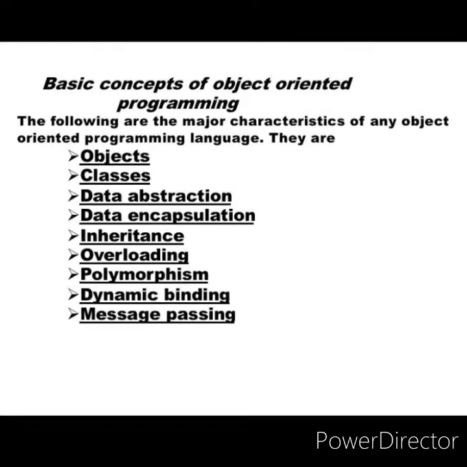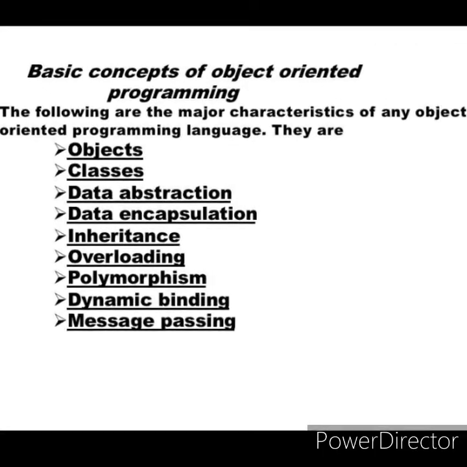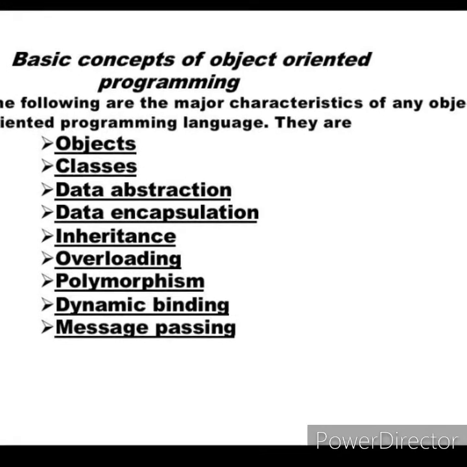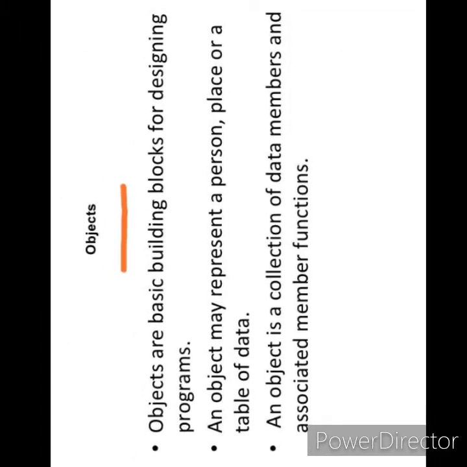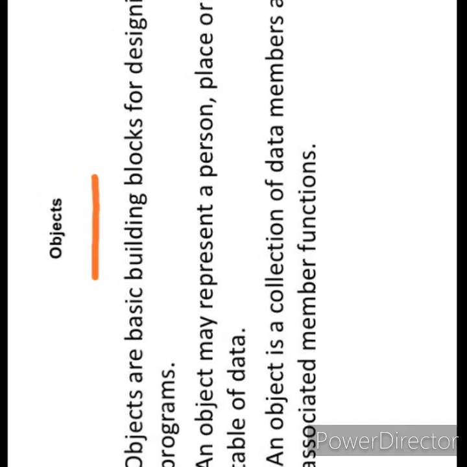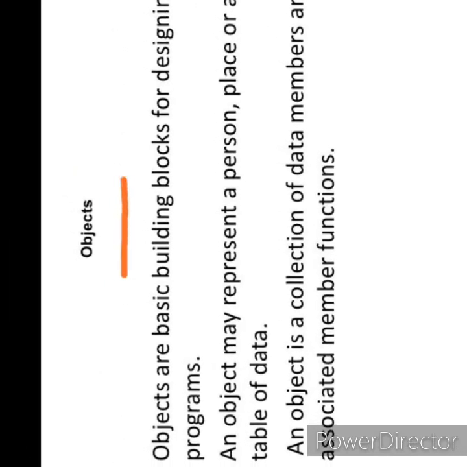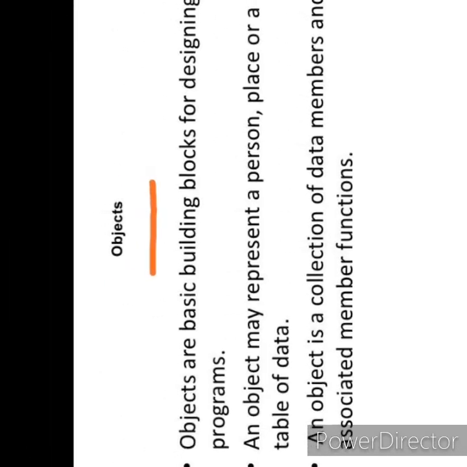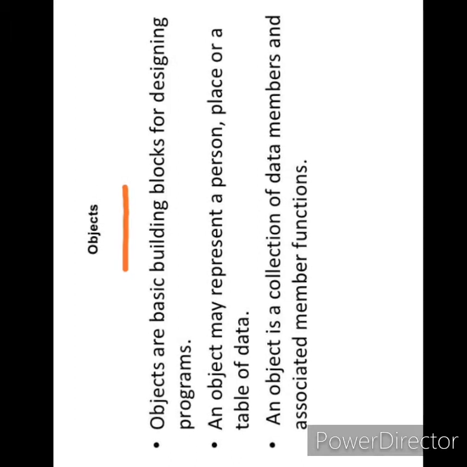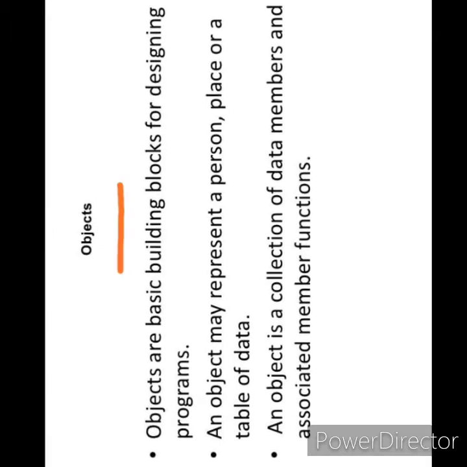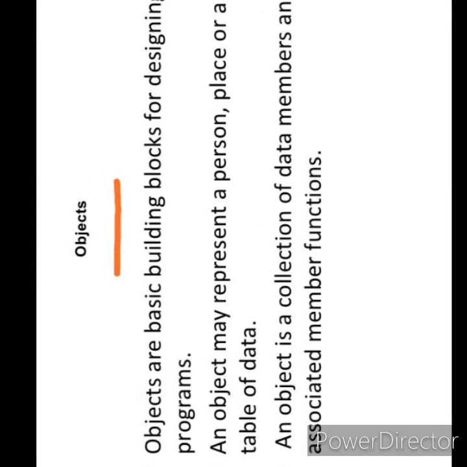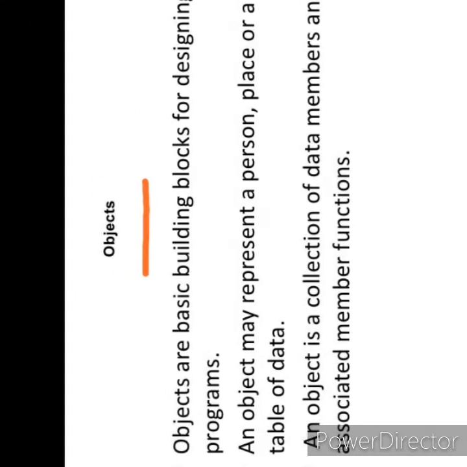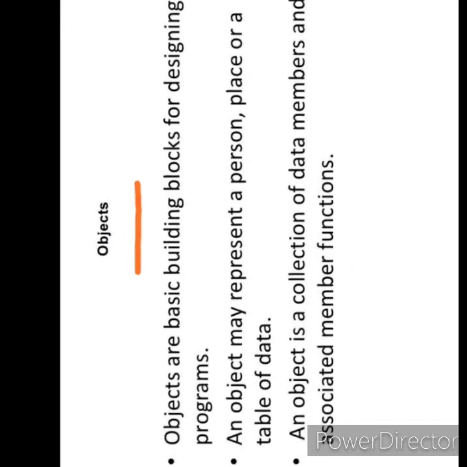Now coming to the first characteristic, that is called objects. Objects are the basic building blocks for designing programs. An object is a collection of data members and associated member functions. So in OOP, we are considering everything as an object.